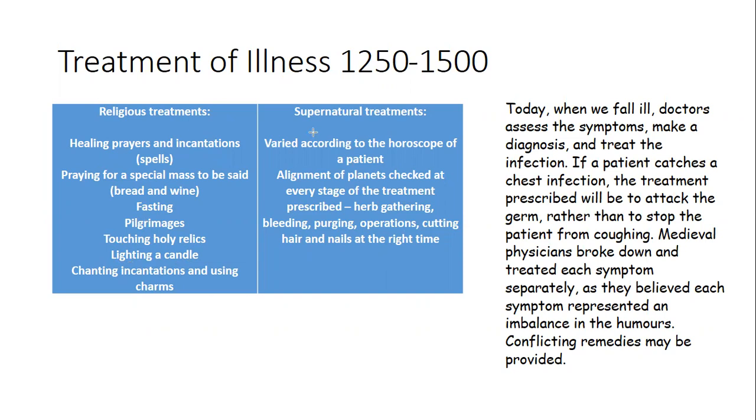You then got the supernatural treatments, which again, as I mentioned previously, the church may not have been a big fan of, but you look at your horoscope, when you were born, which allows the treatment. You look at the alignment of planets to make sure that herb gathering, bleeding, purging, operations, cutting hairs and nails is all done at the right time to allow you for your treatments. So you look at the positioning of things like the sun and the moon and the planets, and that ultimately helps you develop your next stage of treatment.